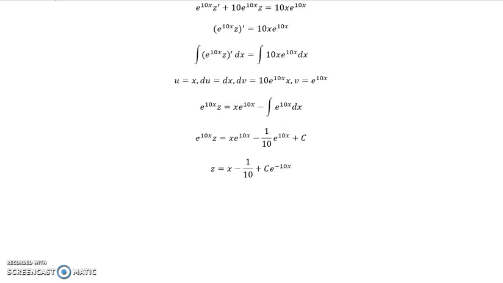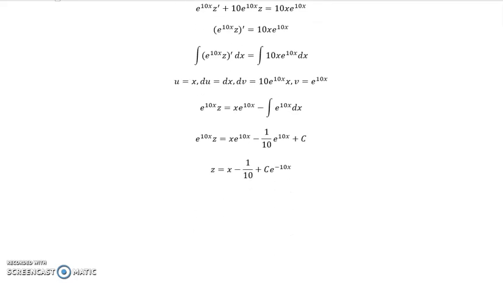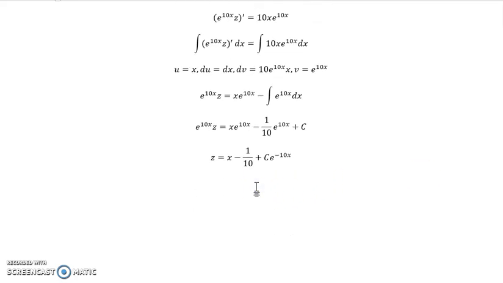In order to completely finish, I need to get y back into the equation. So recall from way up here, z is equal to y to the negative 2. And so my equation now is going to become y to the negative 2 is equal to this whole expression.